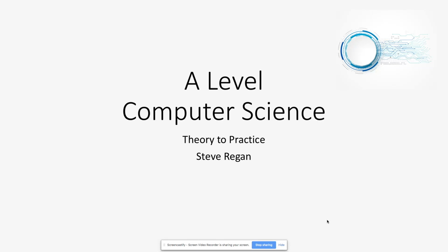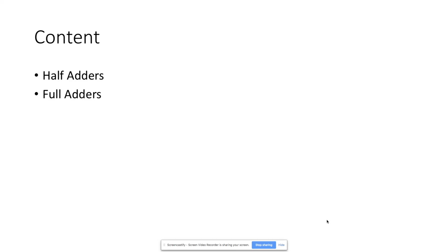My name's Steve Regan and I'm a computer science teacher. Today I'm going to show you half adders and full adders, taking that theory to actually building circuits practically.